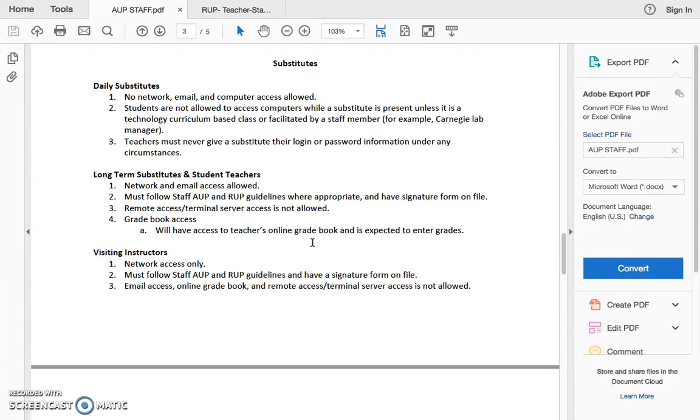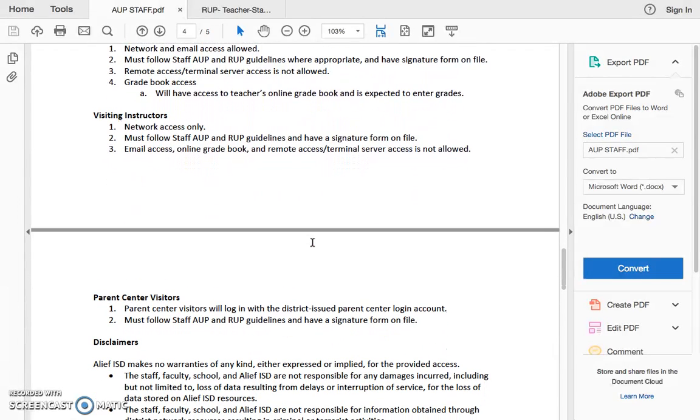Now, long-term subs, they will go through a training and sign AUP, RUP, which will allow them to monitor students in the computer lab, have students use computers in the classroom, and in some cases be able to access the online gradebook.